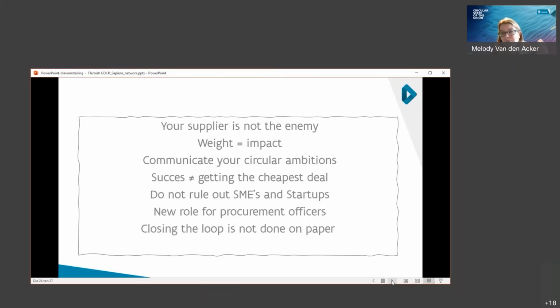There's nothing circular about it. So it's really important. You can have a really nice tender document, you can have really nice specifications, but it's really important what happens to it during its use and at its end of life. And it's important as well that these end of life solutions and these maintenance solutions and all these other things are already considered when the tender is written and are already put into the contract wherever possible. And so this way we will probably be able to close the loop, not only on paper, but also in practice.